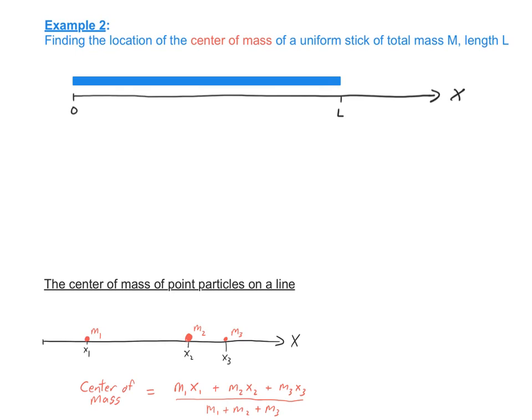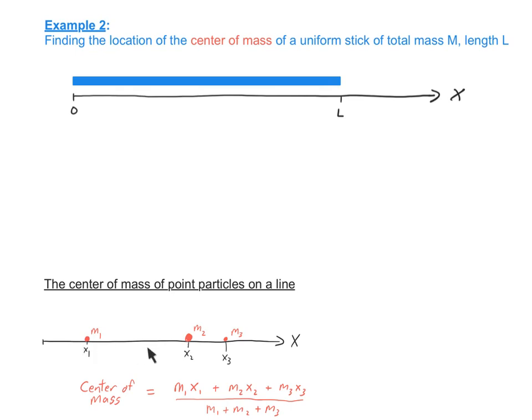Now let's go back to the original problem here, and here we have a stick whose total mass is m and whose total length is L. And we want to know where is the center of mass of this object. Now, we don't know how to find the center of mass of this object yet. All we've learned about center of masses is how to find the center of mass of a bunch of point particles.